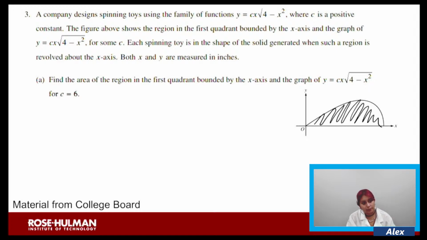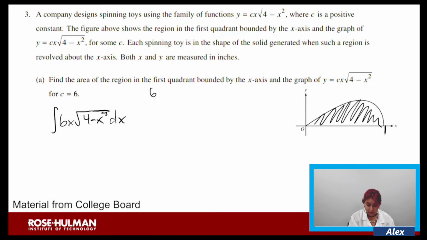So for part A, we want to find what that is if c equals 6. To find the area under that, first we need to find where our bounds are, because the value over here is going to be different depending on what your c is. Your lower bound for this integral will be different depending on what c is.